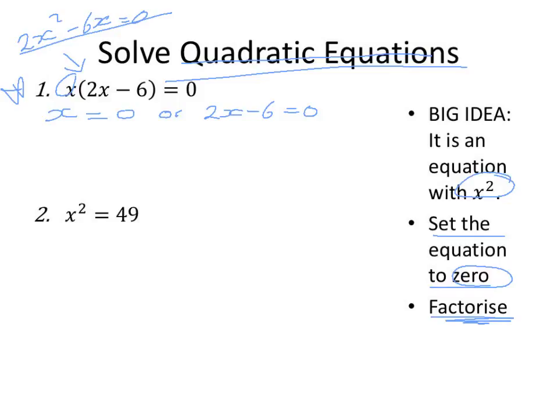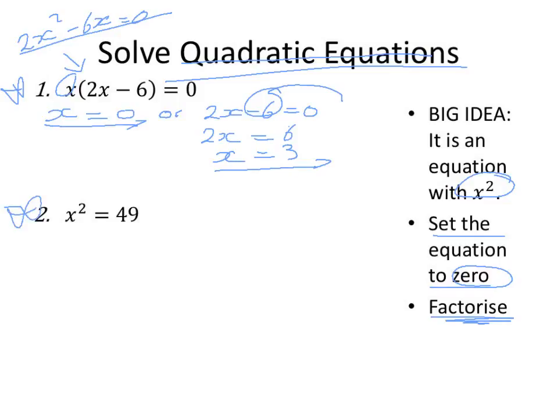X is equal to 0 stays the same. This 2x must be solved, so minus 6 comes over and becomes positive 6. And both sides divided by 2 leaves me 3. And if I plug in each of these values, x is equal to 0 or x is equal to 3, into my equation, I will get left-hand side equal to right-hand side. So both those values, x is equal to 0 and x is equal to 3, satisfy the equation.